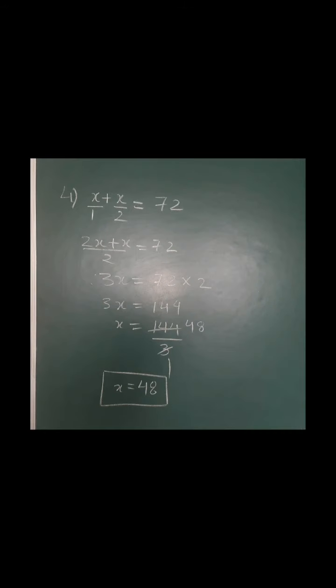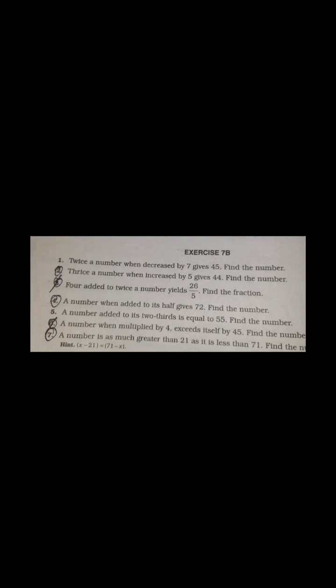Now in the same way, we have to solve the next question, that is question number 5. First of all, let me read the question for you. A number added to its 2/3 is equal to 55. Find the number. Again, we don't know which number it is. So for the equation which will be formed, first of all, read the question and without any cheating, just comment down in the comment section what will be the equation for question number 5. It's your task, students. Just pause the video, read the question, form the equation and comment down in the comment section.